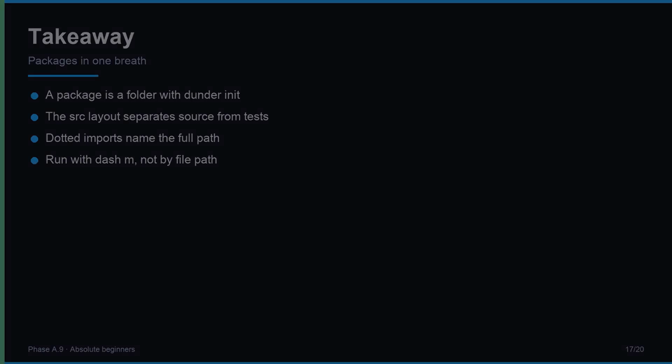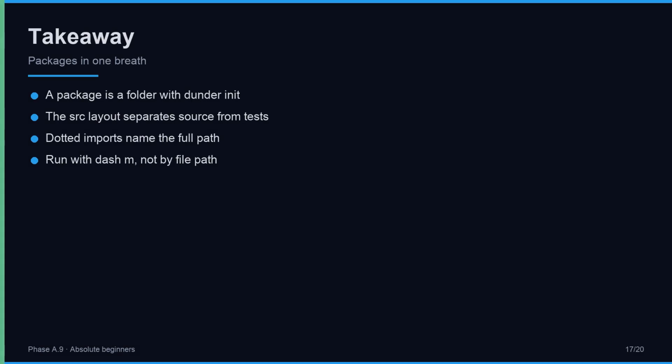Habits that scale. A package is a folder of modules marked by a dunder_init.py file. The src layout puts your package inside a src folder and your tests inside a tests folder, so tests import your code the same way users will. Imports use dotted paths like from myproject.utilities import greet. Run programs with python -m myproject.main, never by file path, so relative imports work. This is the foundation every real Python project builds on.